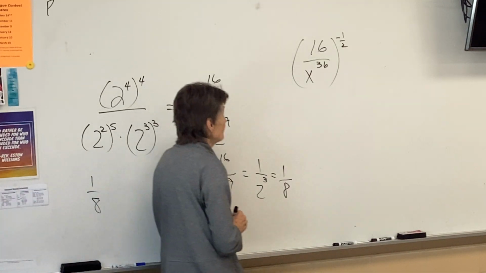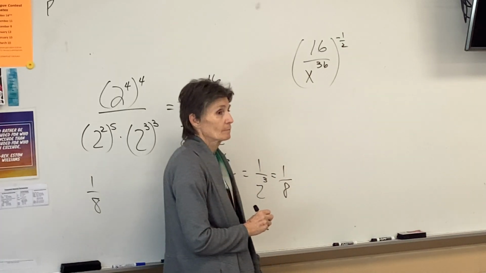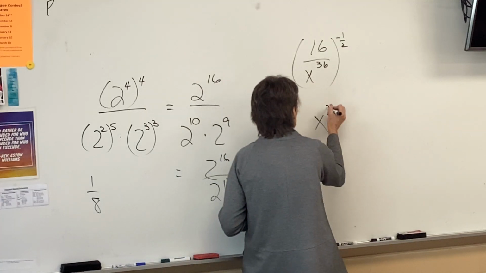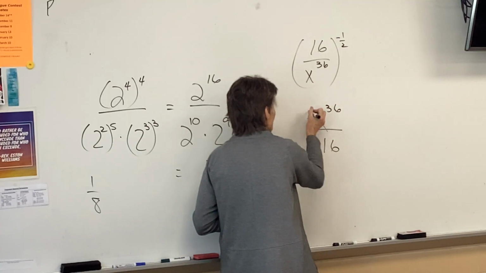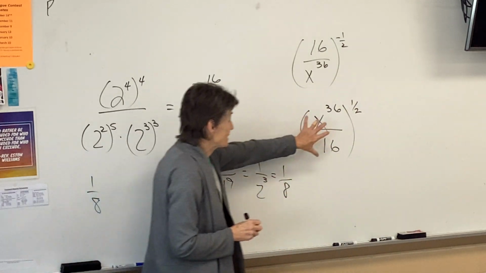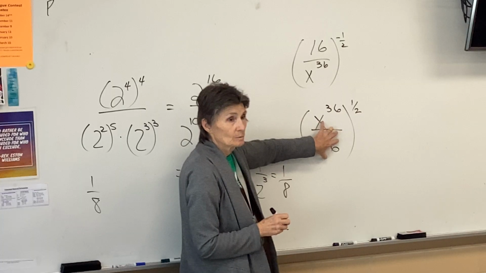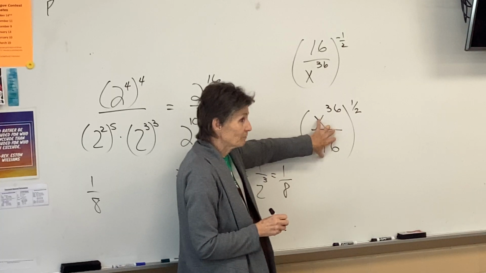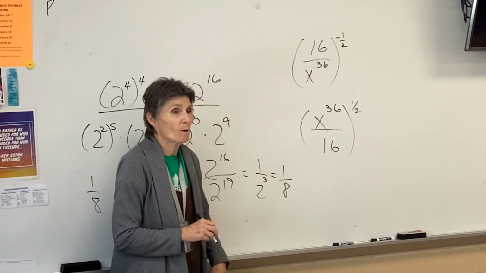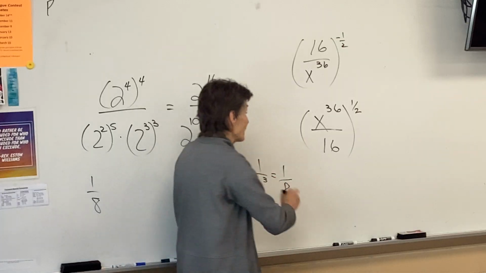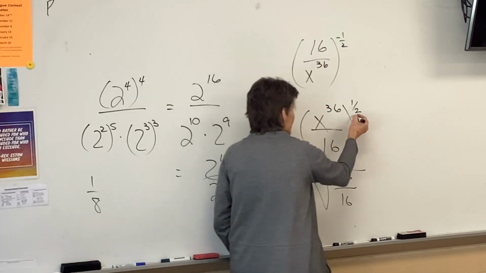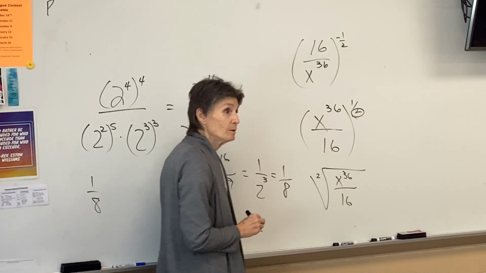Last one. What does that negative exponent do? Flip it. So x to the 36 over 16 to the 1/2. What flips is this. All right, this is what flips. The exponent goes this way. What does a 1/2 exponent do? That means a radical. It can be any root, but in this case it is a square root.